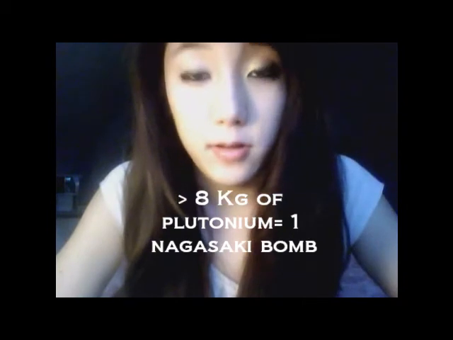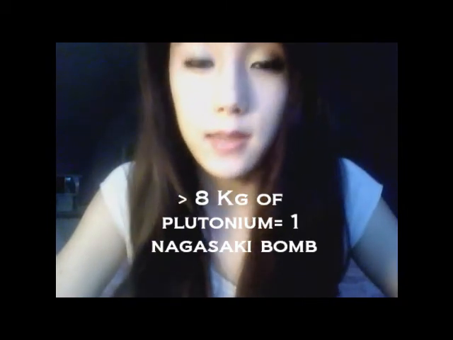Fun fact, less than 8 kilograms of plutonium is required to make one Nagasaki-type bomb. Thus, in the year 2000 alone, enough plutonium was created to create 34,000 nuclear bombs.